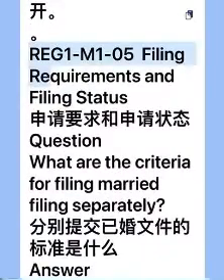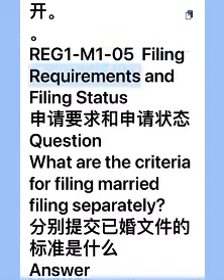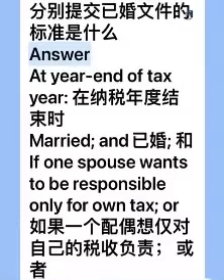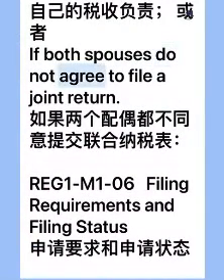Reg 1M1-05. Filing requirements and filing status. Question: What are the criteria for filing married filing separately? Answer: At end of tax year, married, and if one spouse wants to be responsible only for own tax, or if both spouses do not agree to file a joint return.